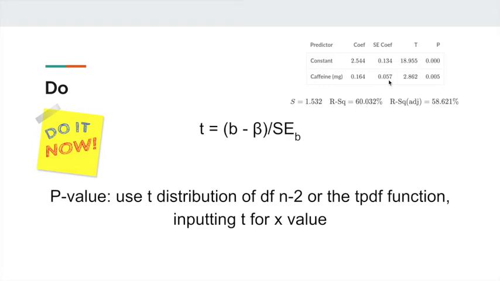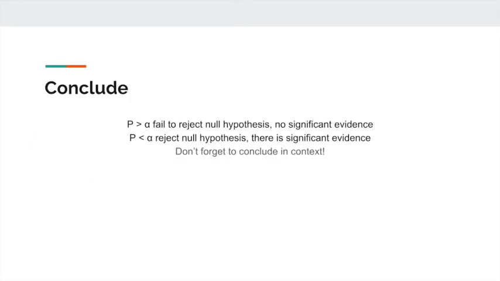And to get from a t-value to a p-value, use a t-distribution with n minus 2 degrees of freedom, and look at the chart. For the conclude part, if the p-value is greater than alpha, then you fail to reject the null hypothesis, and if the p-value is less than alpha, then you reject the null hypothesis. Don't forget to conclude in context.